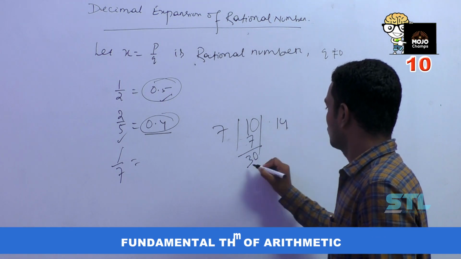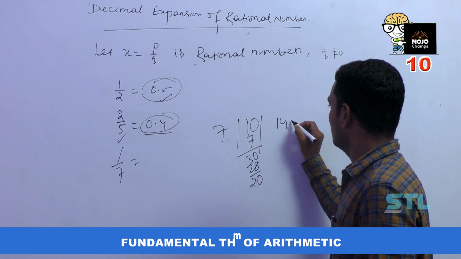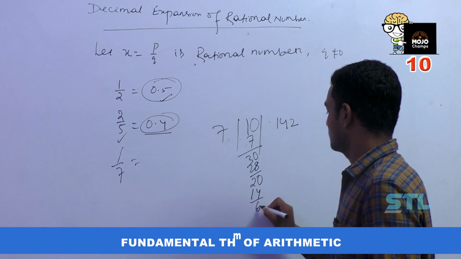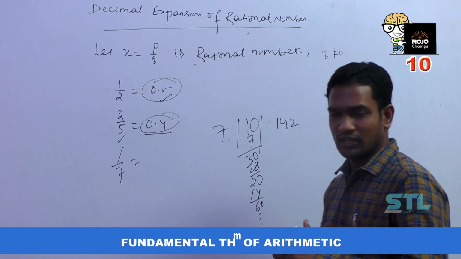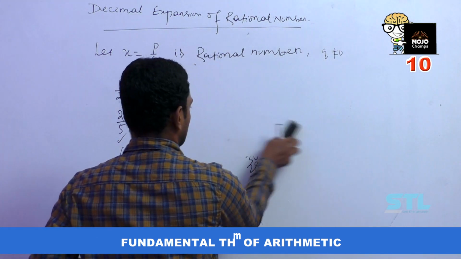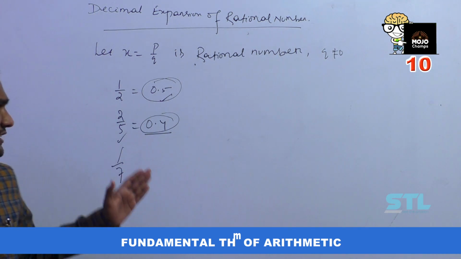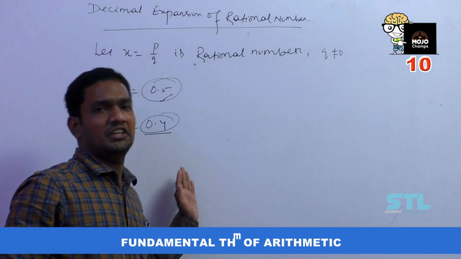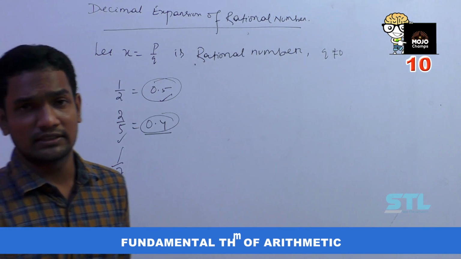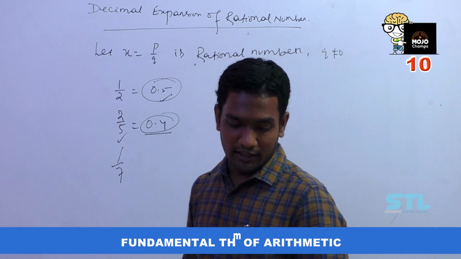37 into 4 is 28. Okay, 2 7s are 14, 40... 6. Just like this it will continue. Okay, so it will not end, it will not terminate. So how will I know that it is terminating and that it is non-terminating recurring? How will I know this?